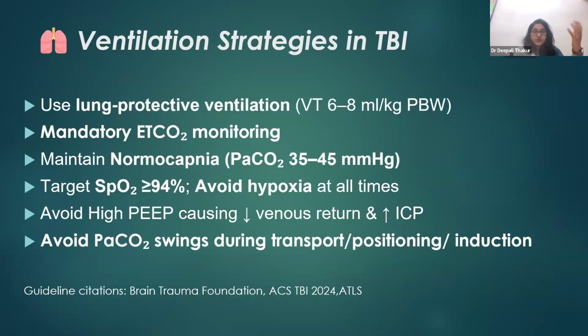Coming to ventilation, wherever we are maintaining these patients, we usually should practice lung protective ventilation strategies, assuming that they may be having some lung contusion, fractured ribs, and there may be some aspiration pneumonitis, and neurogenic pulmonary edema has also been well documented. So, anticipating all these things, lung protective strategies should be initiated right from the beginning. Mandatory ETCO2 monitoring, maintain normocapnia. So all these guidelines, BTF guidelines and ACS guidelines, TBI guidelines actually are recommending PaCO2 values between 35 to 45.